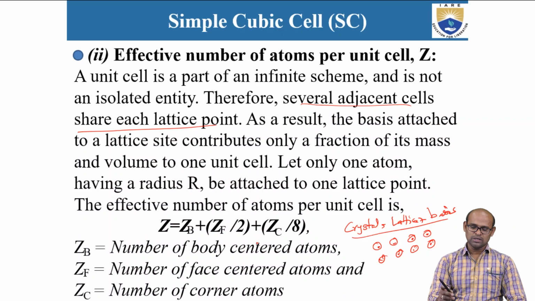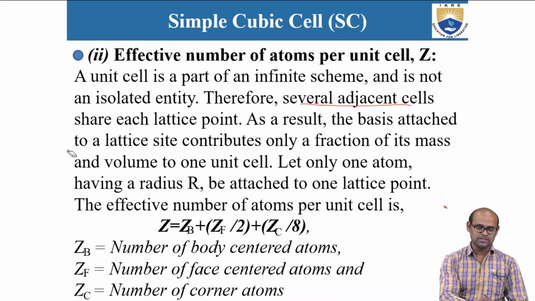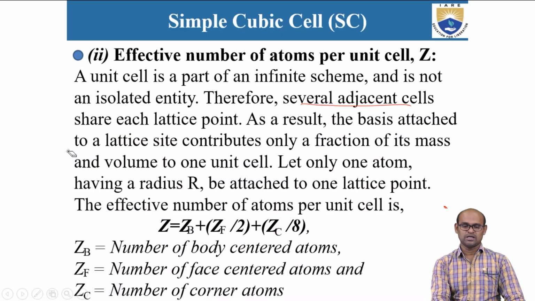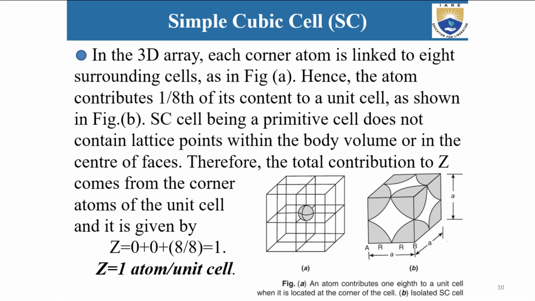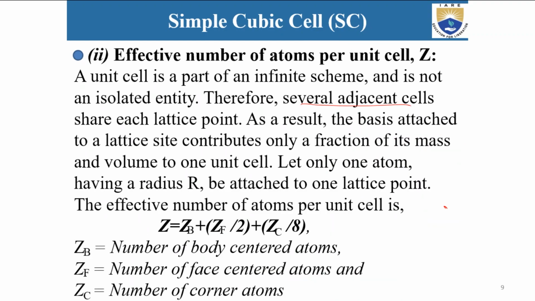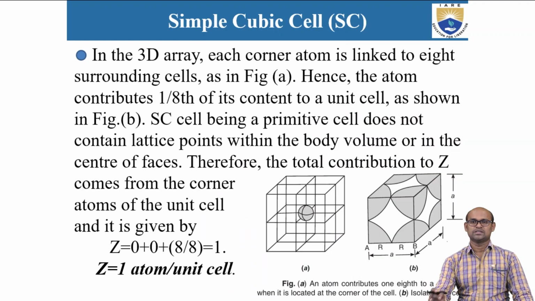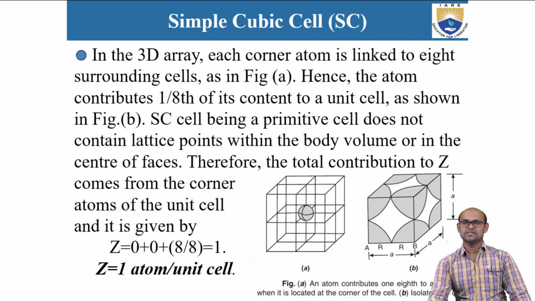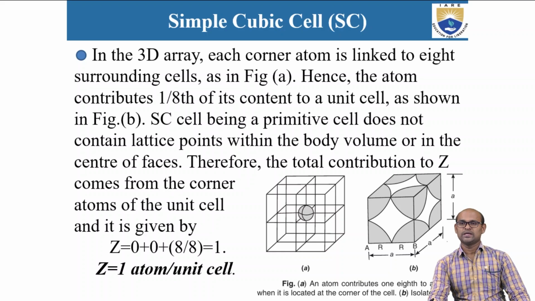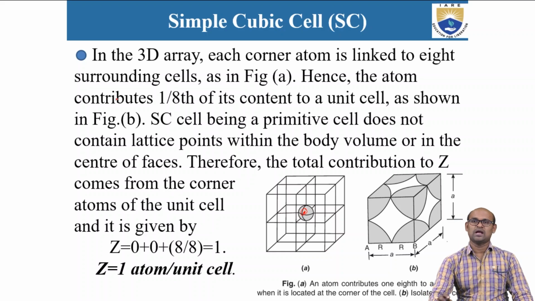atoms. So the effective number of atoms per unit cell is given by Z, and the equation is ZB plus ZF by 2 plus ZC by 8. Now for this simple cubic unit cell, we are going to calculate the effective number of atoms per unit cell. In the 3D array, each corner atom is linked to 8 surrounding cells. So if you look at this simple cubic unit cell, each lattice point or each atom is surrounded by 8 surrounding cells.